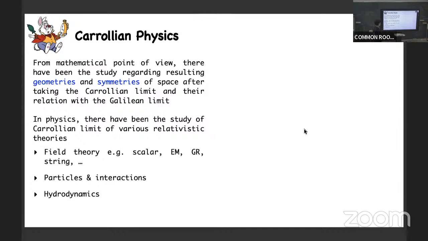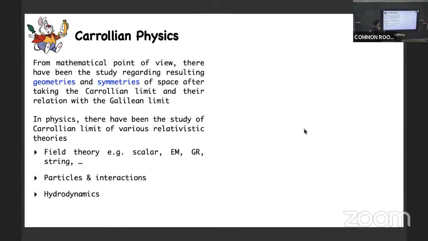So this is from a mathematical perspective. For physicists, there has been the study of Carrollian limits of many relativistic theories. For example, field theories, such as scalar field, electromagnetism, general relativity, string theory, and so on. There is also the question about particle interaction in this Carrollian limit. And of course, there's a question about multi-particle systems, such as hydrodynamics, what happens if you take this Carrollian limit. And these are some examples of what people are interested in.